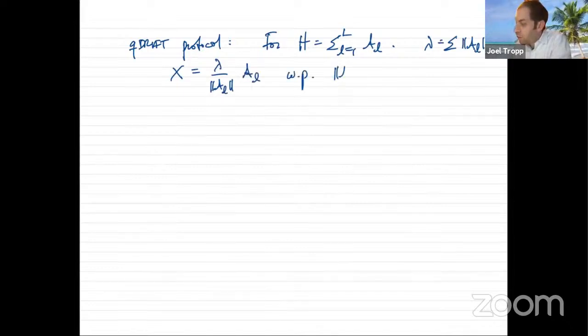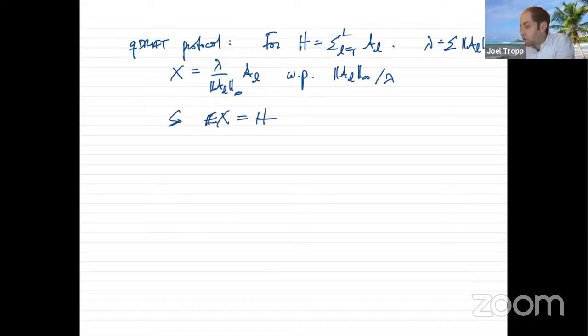So we can do that in the following very simple way. We'll just pick summand A_l with probability norm A_l divided by the total of the norms. So this is a probability distribution. And with that probability, we'll take the l-th summand and rescale it in an appropriate way. So the expectation of X is actually equal to the Hamiltonian, and the norm of X is always smaller than lambda. So these things are both easy to see.